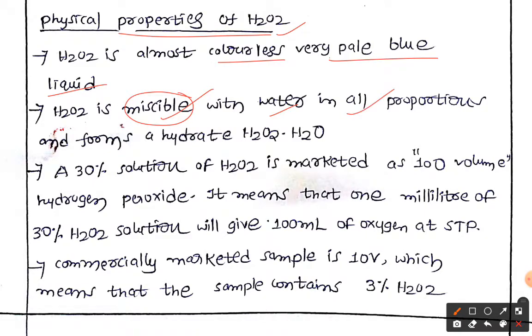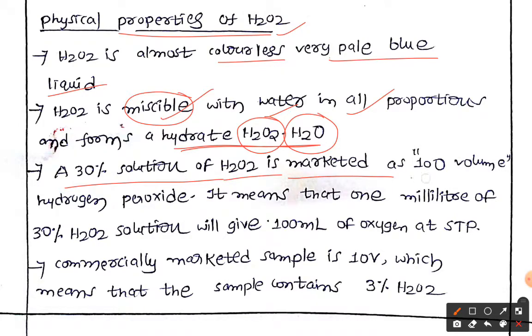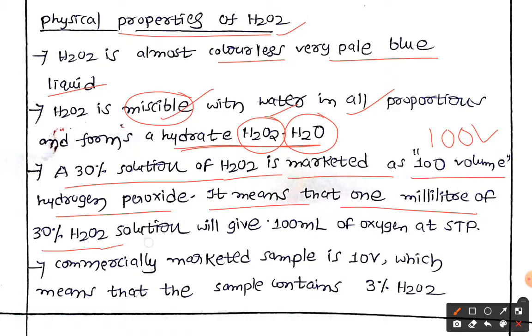And simply we write it as hydrated, which means we have the water molecule with hydrogen peroxide, H2O2 with H2O. Here we have a 30% solution of hydrogen peroxide marketed as 100 volume. Simply we have 100 V hydrogen peroxide. It means that 1 milliliter of 30% hydrogen peroxide solution will give 100 milliliters of oxygen at STP.